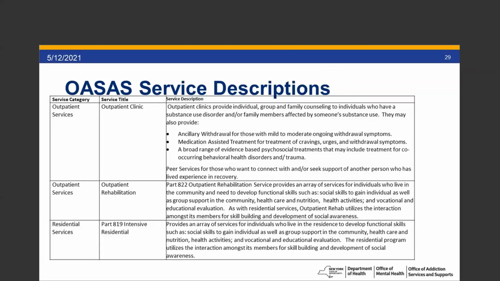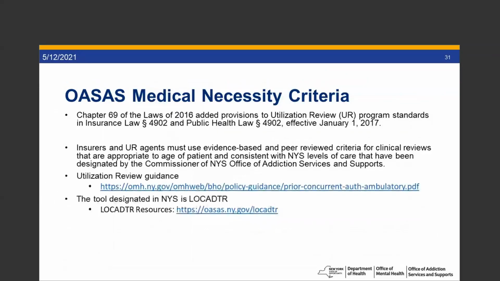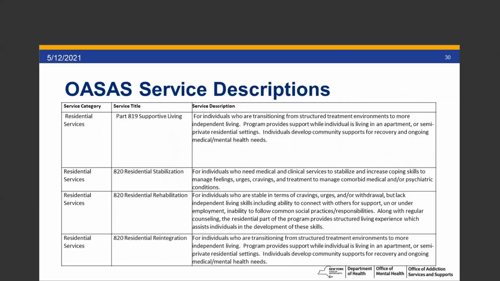And then if you can go down 2 more slides. Oh, up 1. The 820 residential reintegration is also not covered by Medicaid. So the plan would cover the stabilization, the plan would cover the rehabilitation, but when the person moves to the reintegration portion of the program, the plan does not cover that. However, we are contemplating working with the federal government to get that service also covered by Medicaid. So I just wanted to make those comments that some of these programs are not Medicaid services.